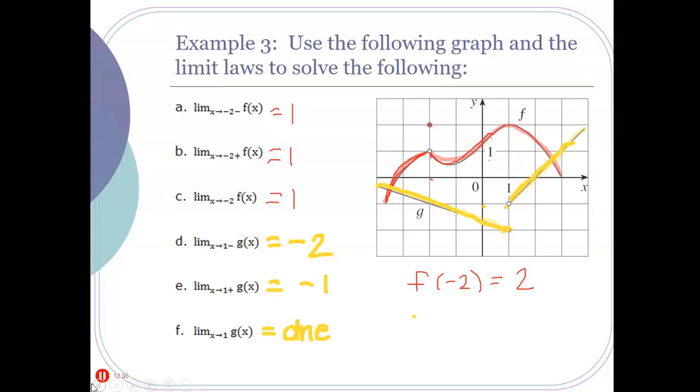What is g of 1? Where is it closed circled? Perfect. So g of 1 is negative 2. And I know I don't ask you about those values. I'm just trying to get us to think.